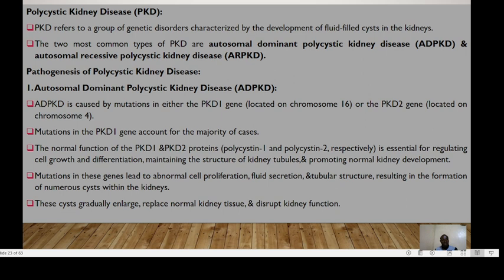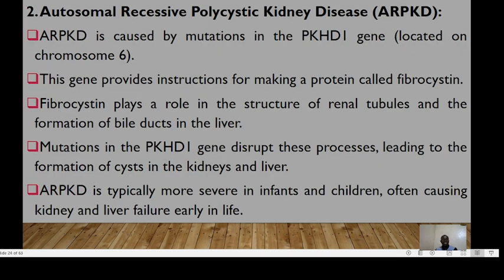The normal functioning of the PKD1 and PKD2 proteins, that is polycystin 1 and polycystin 2 respectively, is essential for regulating cell growth and differentiation, maintaining the structure of kidney tubules and promoting normal kidney development. Mutation in these genes leads to abnormal cell proliferation, fluid secretion, and tubular structure, resulting in formation of numerous cysts within the kidney. These gradually enlarge, replacing normal kidney tissue and disrupting normal kidney function.